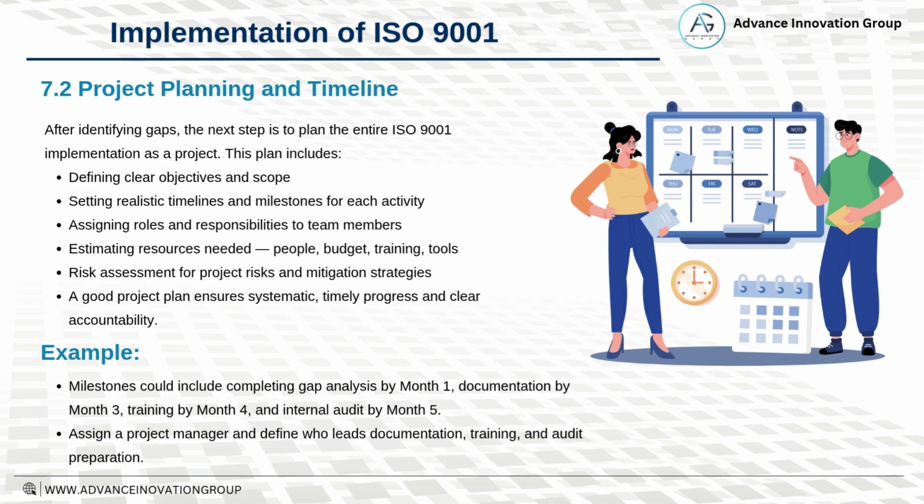For example, milestones might be completing the gap analysis by month 1, documentation by month 3, training by month 4, and internal audit by month 5. Assigning a project manager and defining leaders for documentation, training, and audit preparation is key for smooth execution.